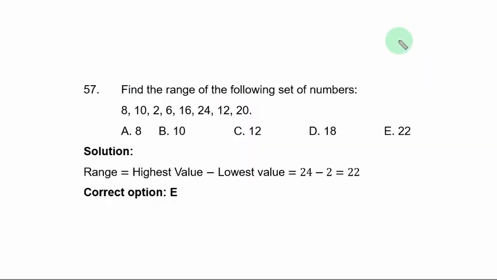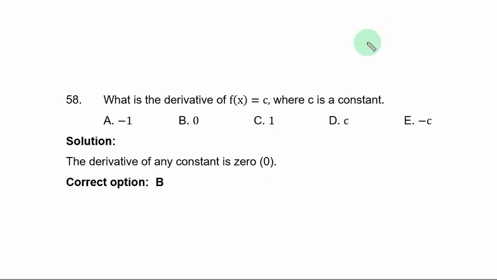Question 57. Find the range of the following set of numbers. Range is the highest value minus the lowest value. That is 24 minus 2, you have 22. The correct option is E. Question 58. What is the derivative of f of s equal to c, where c is a constant? The derivative of any constant is 0. The correct option is B.